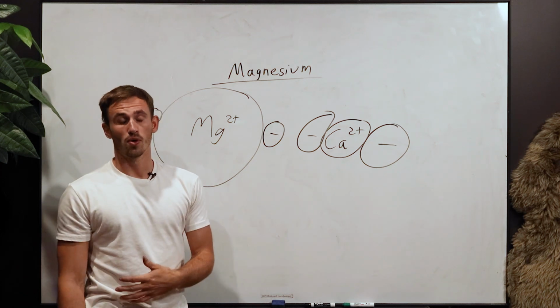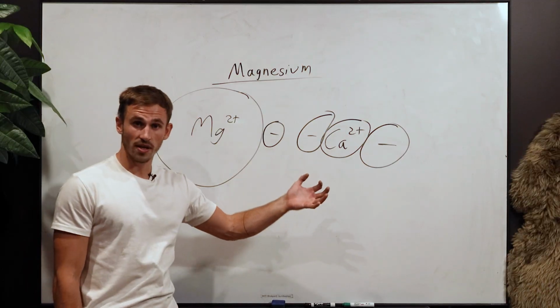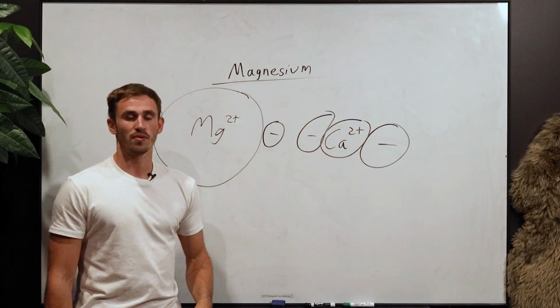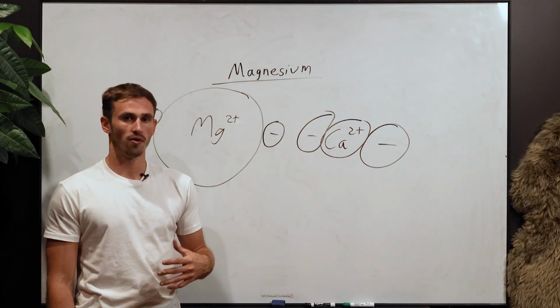So if we have acidic soil, and if that soil is sandy and doesn't have as many clay particles to stick on, this magnesium is going to be able to be leached way more easily. And that's something that we have to look out for.